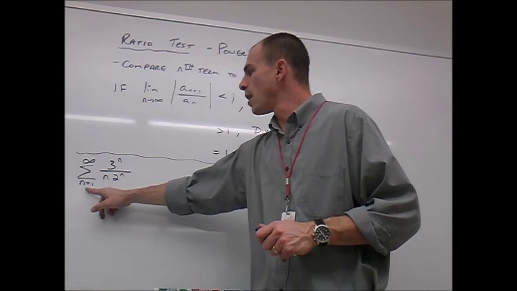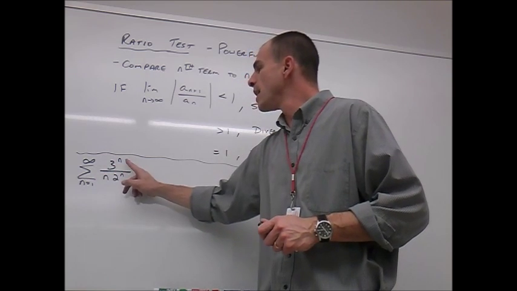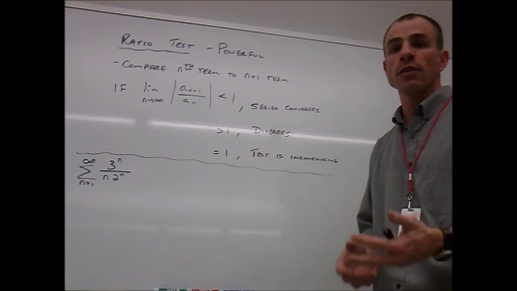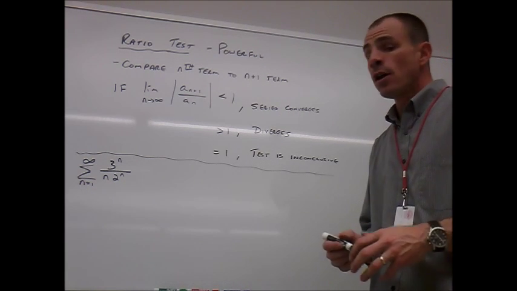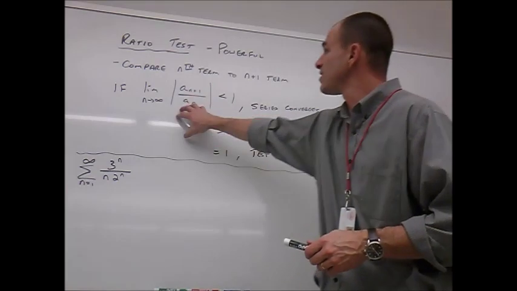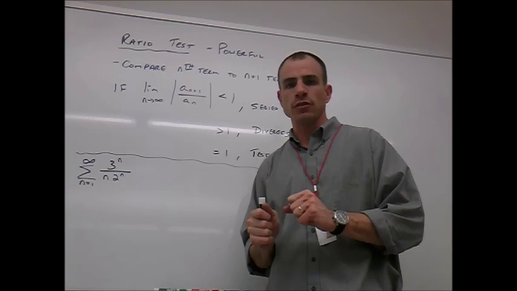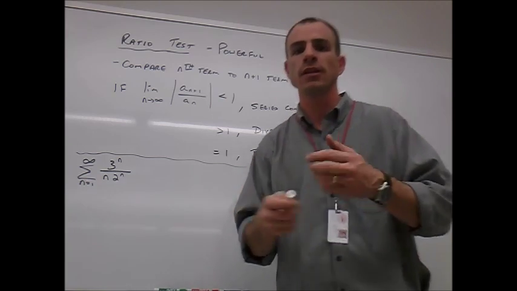We have the series n goes from 1 to infinity of 3 to the n over n times 2 to the n, and the question is whether or not this series converges. Okay, so we're going to set this up. If you're writing notes down, don't write this first thing down that I'm about to do because I want to show it to you in a slightly different way.